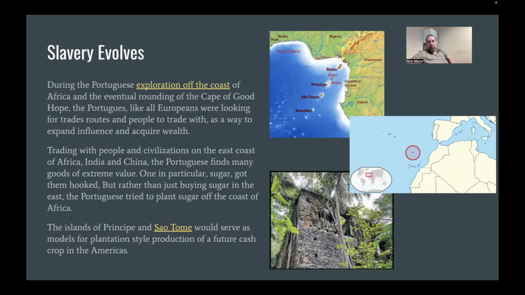But what's interesting is that when you think about this system and what they were developing, we know that this system was being practiced in a couple of areas, not just São Tomé and Príncipe, but we know that it was being practiced on parts of the west coast of Africa, particularly in present day Nigeria and Ghana, right?